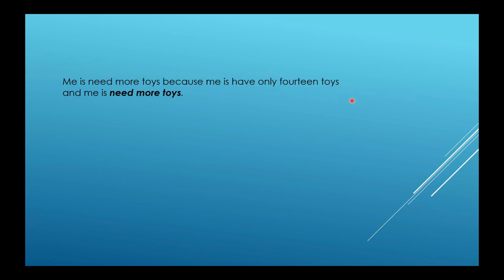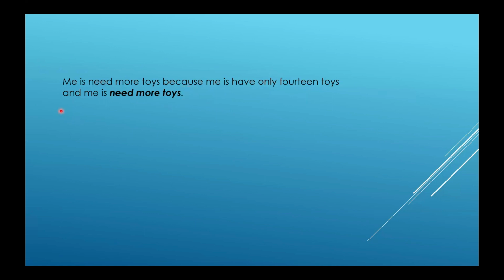And he says, "Me is need more toys because me is have only 14 toys and me is need more toys." Notice the argument marker because here. Milo's father is a philosophy instructor and his mother is a lawyer. So this kid learned how to construct well-formed arguments at a very young age.